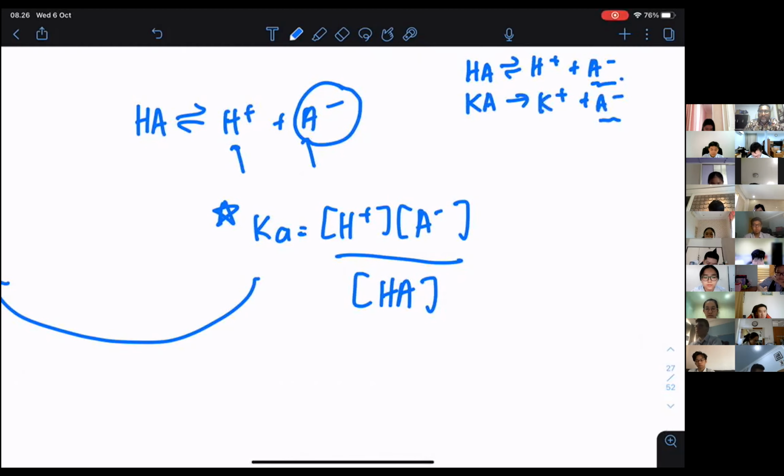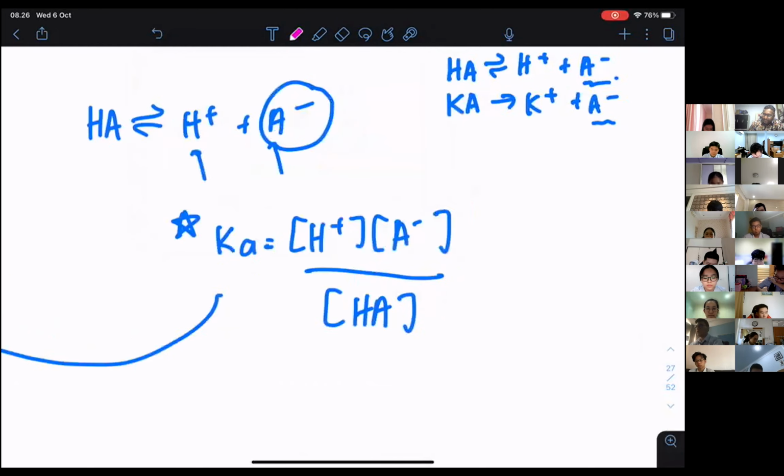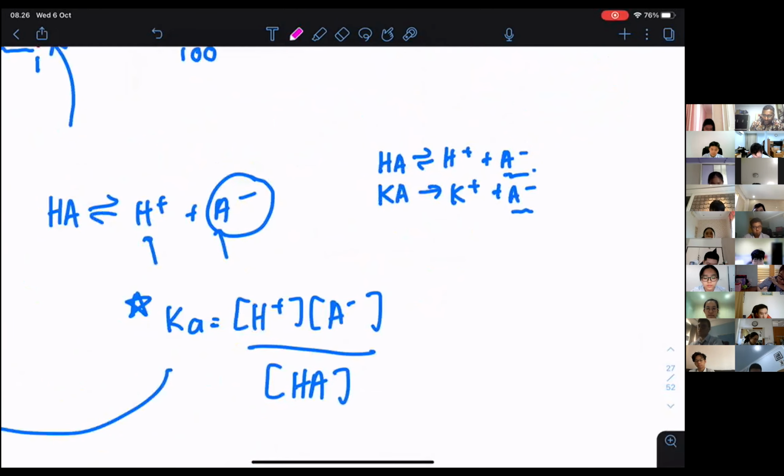There is going to be another assumption over here. When you use this formula, a very important assumption is that I am going to take the H plus over here to calculate. I'm still going to take the HA over here to calculate, but for the A minus, I am only going to take this A minus. I am going to ignore this A minus. That is the assumption. The A minus from the acid itself, I'm going to ignore.